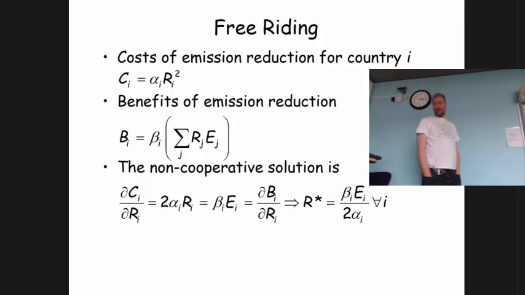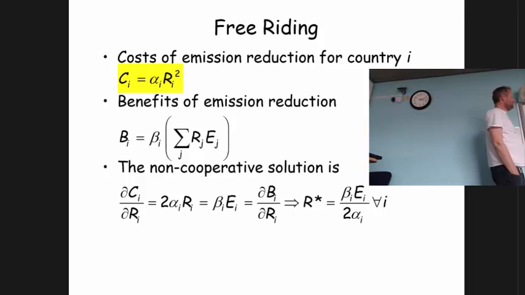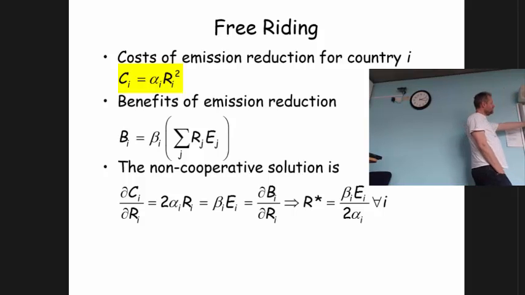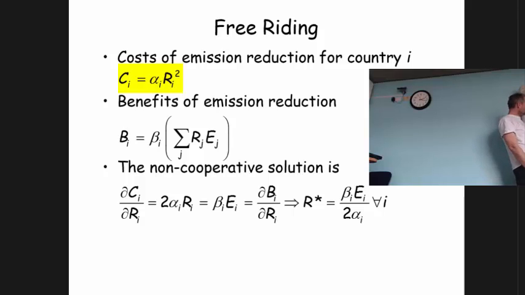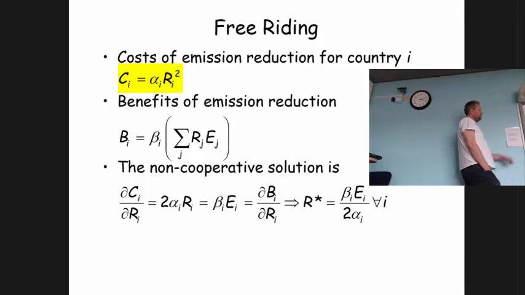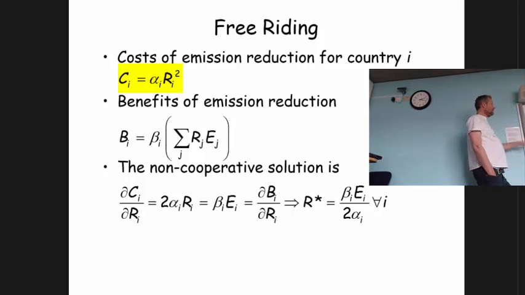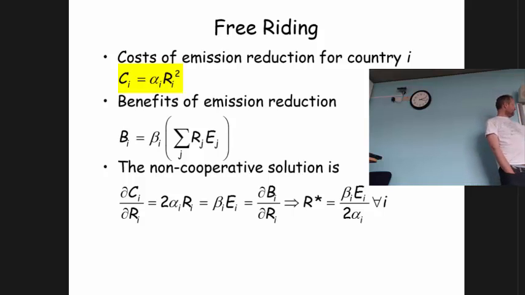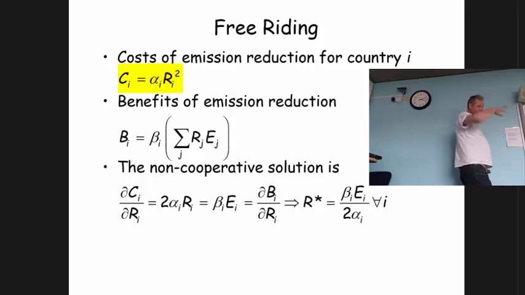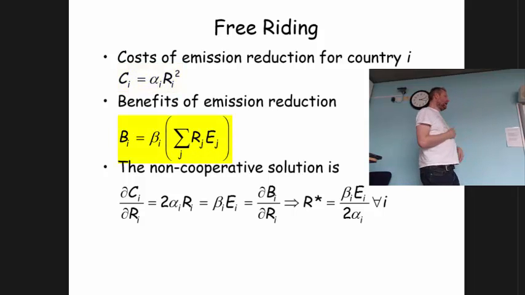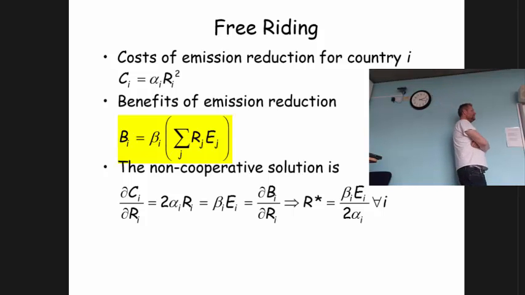If you want to analyze free riding, let's assume that the cost of emission reduction for country i is a quadratic function: cost C is alpha, some unit cost parameter, times the emission reduction R squared. And that just depends on what the country itself is doing. So C_i is a function of alpha_i and R_i, but not of the other R's, the stuff that other countries are doing. The benefits of emission reduction, on the other hand, depend on what everybody else is doing.